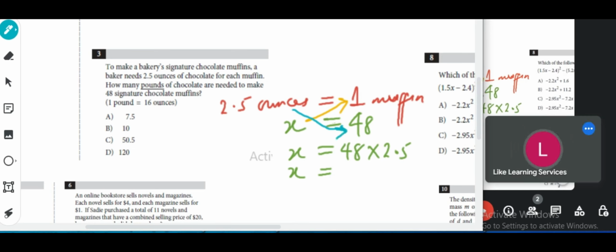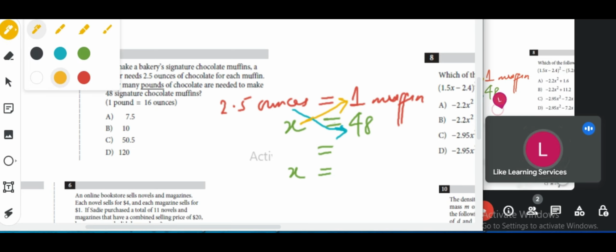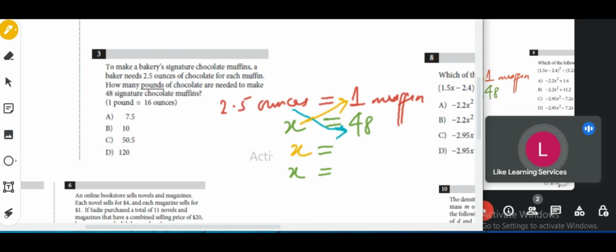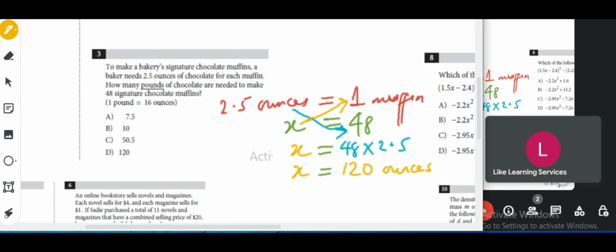One times x is x. That's for the yellow one. If you like, I might just want to write it with yellow so that it will make sense. 1 times x is x for the yellow one. For the green one, 48 times this, it will now be 48. Blue one, 48 times 2.5. So what is x? 48 times 2.5 is 120. So x is 120 ounces. Did you see that?